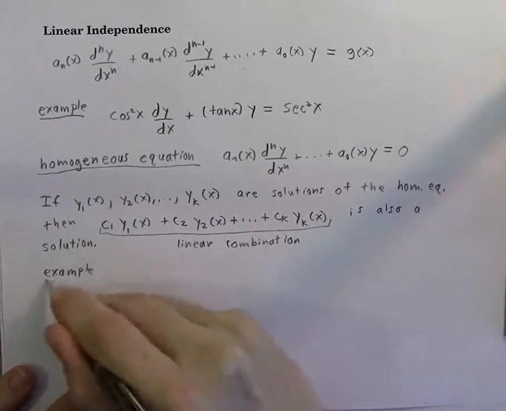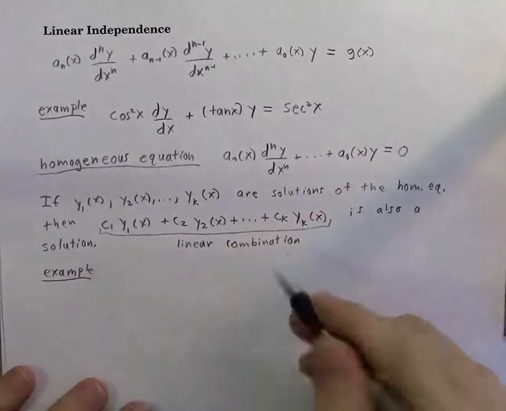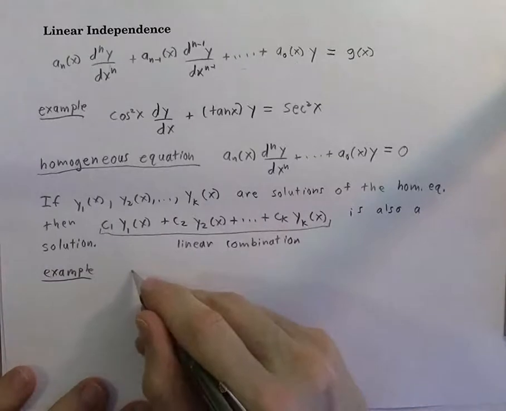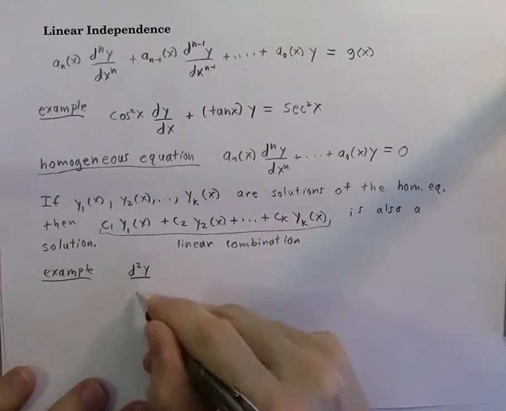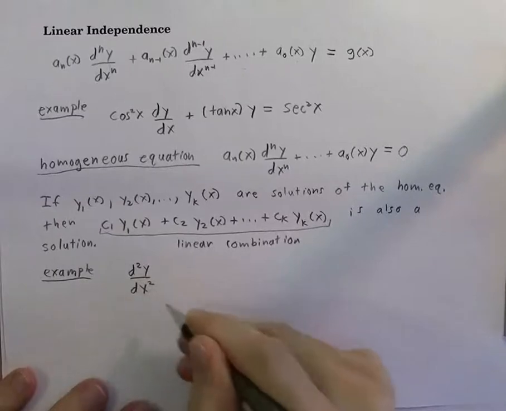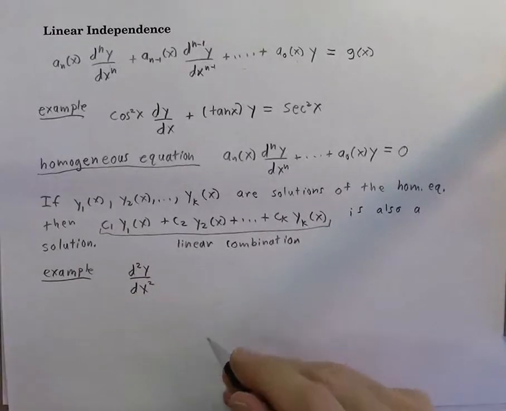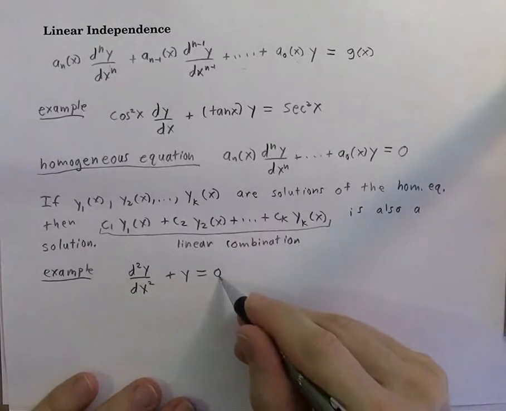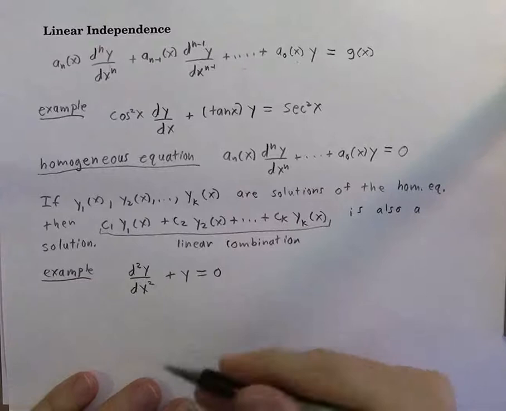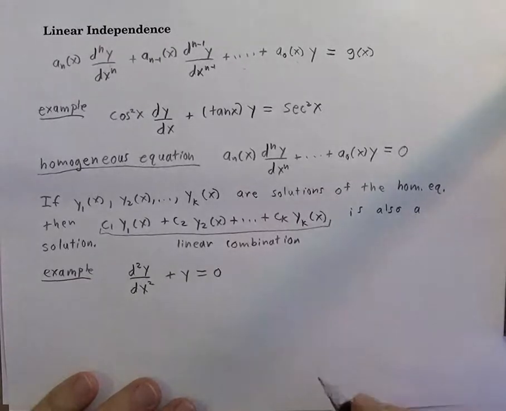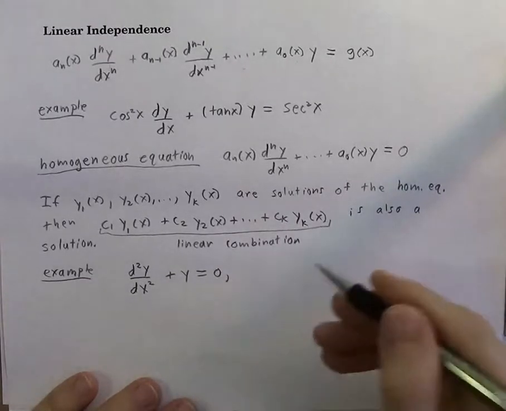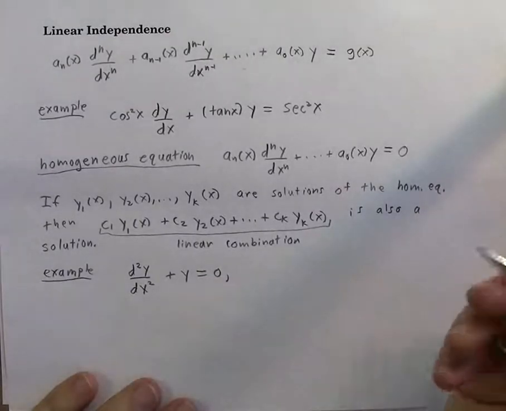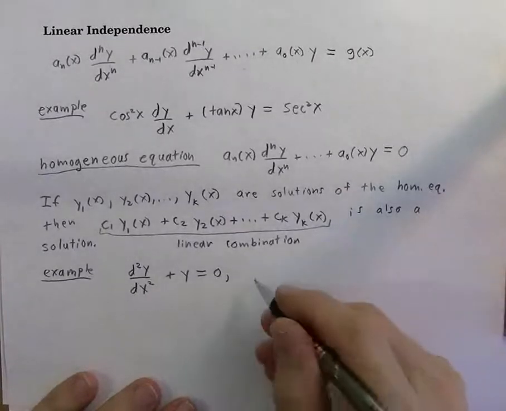So here's another example that will just illustrate a linear combination of solutions. Suppose we have the following linear equation. Second derivative of y with respect to x plus y equals 0. Because there's a 0 on this side, this is a homogeneous linear differential equation. And later in the chapter, we'll be looking at methods of solving equations such as this. For right now, let's just suppose that we know what the solutions are.